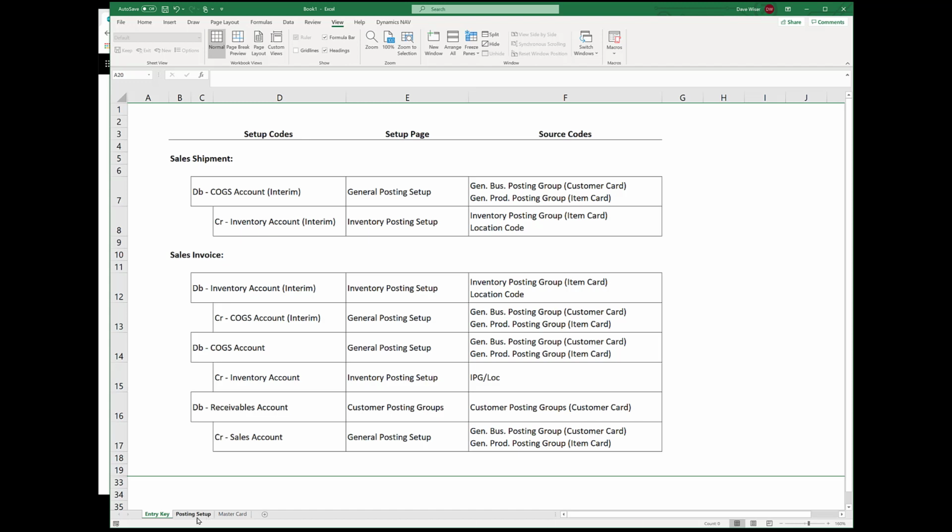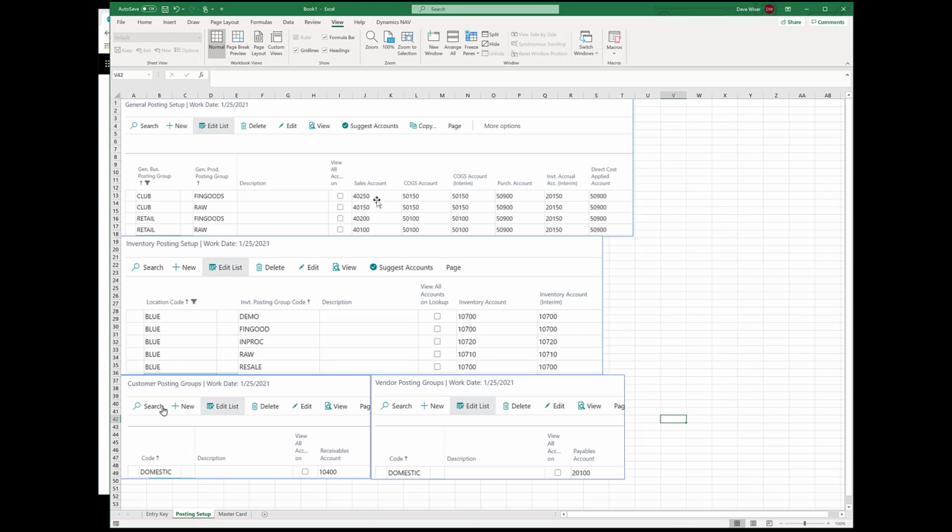So in this case, if we look at the posting setup, and these are screenshots that are coming from Business Central, in the general posting setup, you can see that we have a general business posting group and a general product posting group. That combination controls the sales and the cost of goods sold accounts that are being used in order to post that transaction.